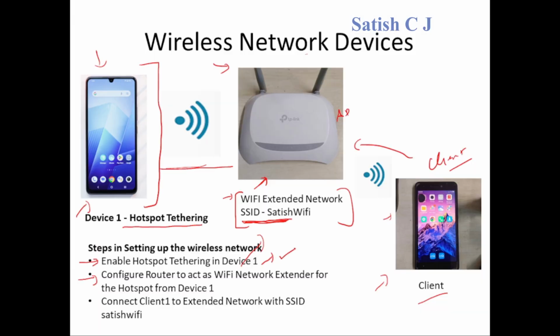So we have completed step 1, we have completed step 2 in our setting up of the wireless network. And the final step is we should have a device connected to our access point. So I'm going to take my old mobile phone. I'm going to access this Wi-Fi that is Satish CJ Wi-Fi which we have enabled here. So that is the extended network. So our mobile device will connect to this Wi-Fi using the password Satish CJ. So that is the final step. It's a very simple step, connecting to a Wi-Fi network from a mobile phone which we all know.